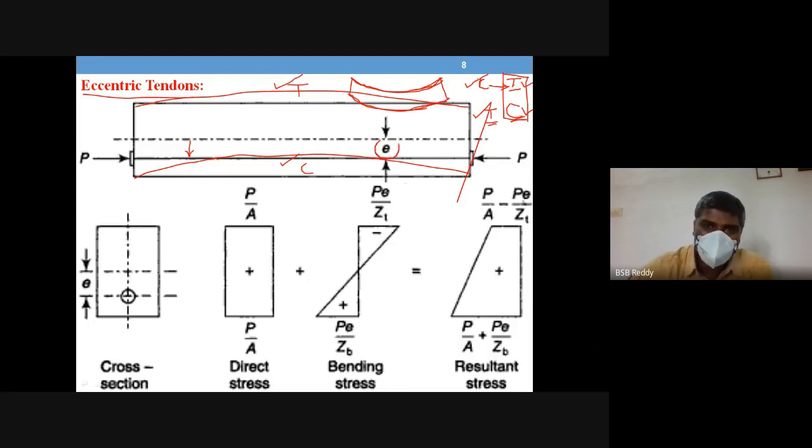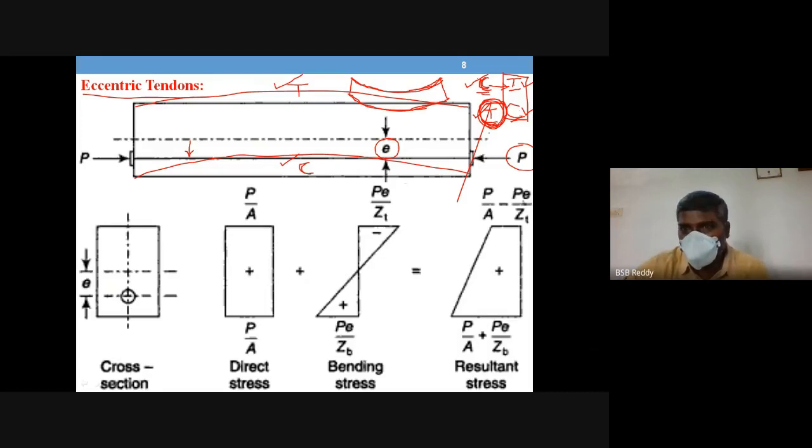The eccentricity value will be varied according to the stress that you want to develop, and the amount of force will depend on how much stress it has to counteract. Purely our intention is to balance or nullify this tensile stress, because concrete is weak in tension. Though you have compression, there is no problem, because concrete can handle compression very well. So only tensile stresses need to be made zero, or converted into compression.